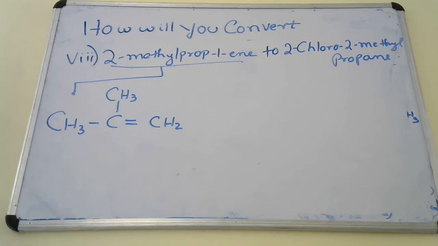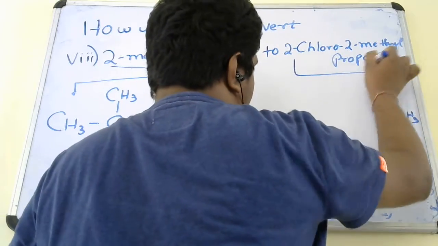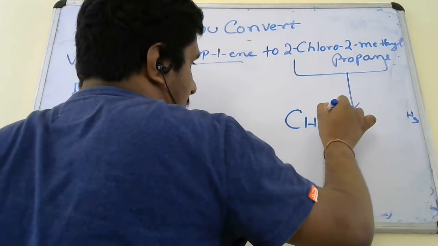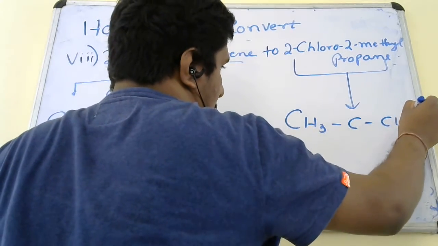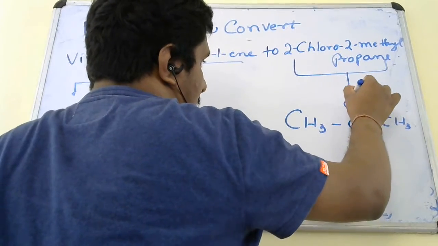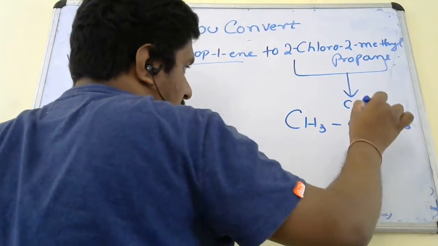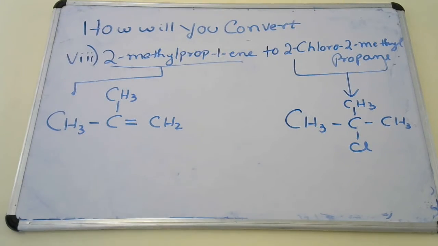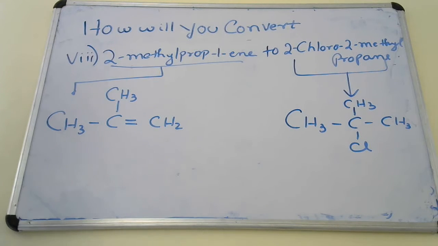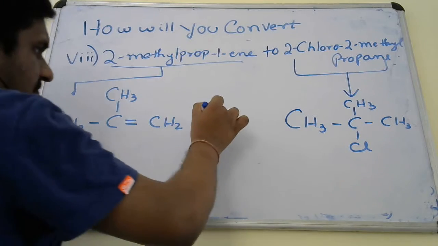Okay. Next is the destination product. What will be the destination product? 2-chloro-2-methyl propane. So this is your propane, this is methyl. 2-chloro and 2-methyl, both chlorine and methyl at the 2 position. Now what to do? Very simple, only one step.